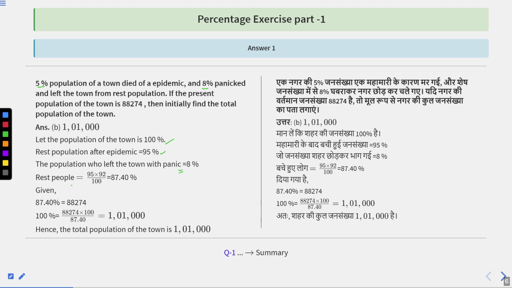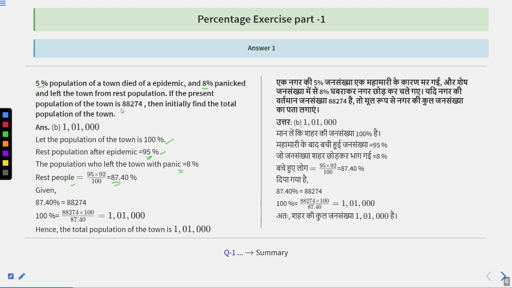That means the rest population is going to be, initially it was 95, then out of that 95 only 92% of 95%, that is 95 into 92 upon 100, 87.40% population will remain, because out of that 95 also 8% are going to leave, so remaining is 92% of 95%. That is why we have written 95 into 92 upon 100, that is 87.40%.